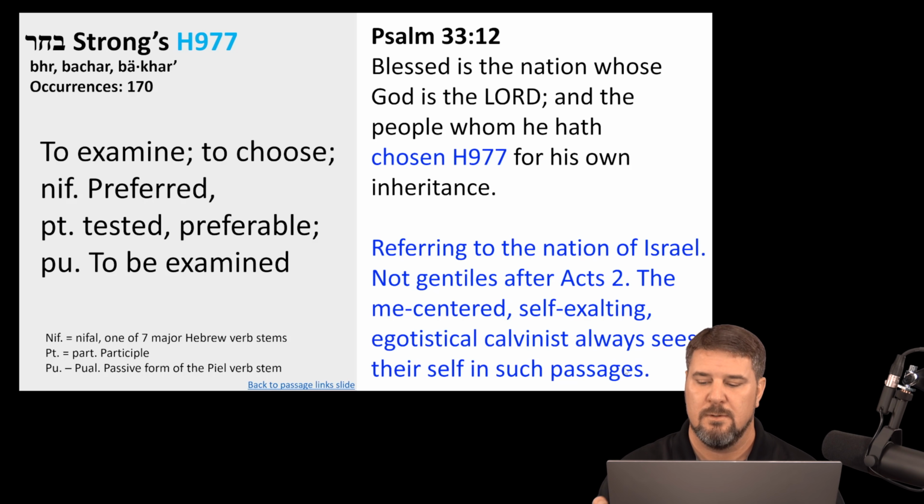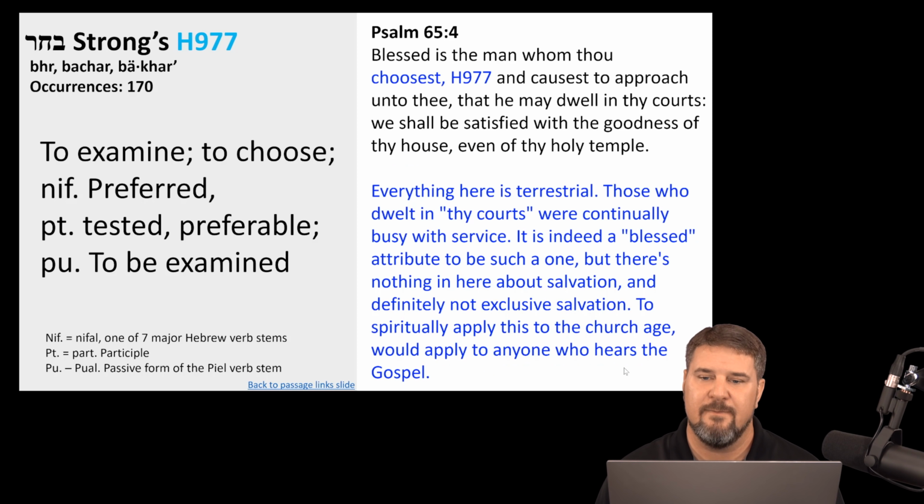It's not you. Psalm 65:4, blessed is the man whom thou choosest and causest to approach unto thee, that he may dwell in thy courts, who shall be satisfied with the goodness of thy house, even of thy holy temple. Everything here is terrestrial. Those who dwell in thy courts were continually busy with service. It is indeed a blessed attribute to be such an one, but there's nothing in here about salvation, and definitely not exclusive salvation. To spiritually apply this to the church age would apply to anyone who hears the gospel, if you wanted to spiritually apply it to the church age.